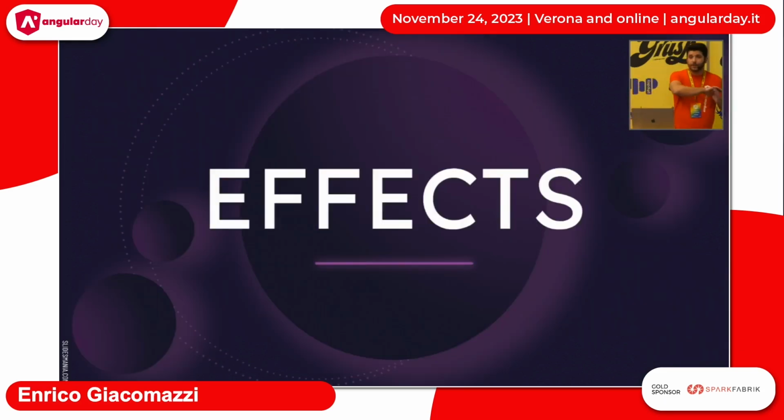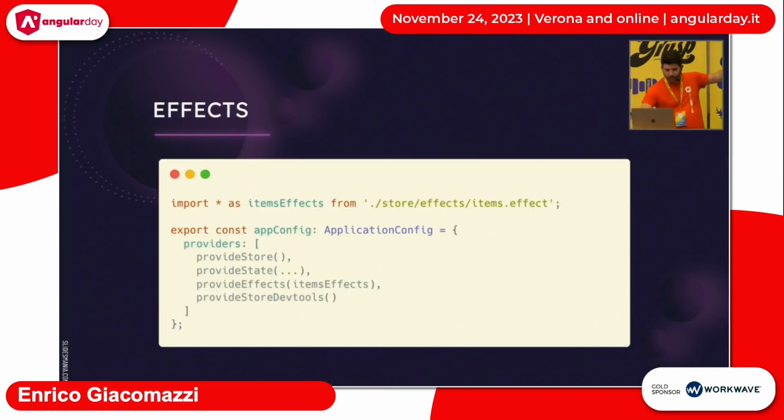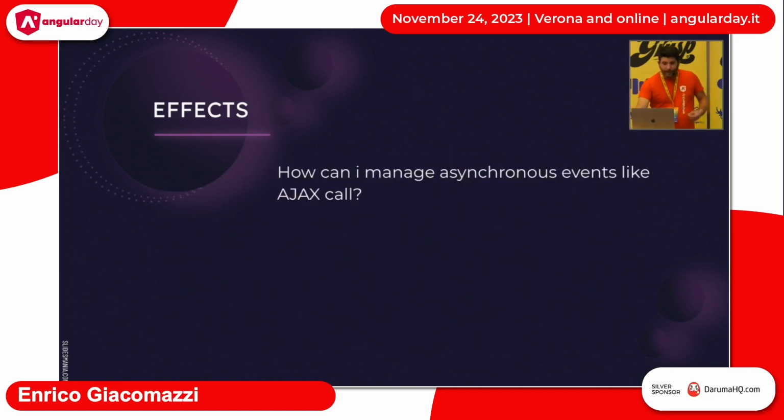Effects. Effects are the way NgRx manages asynchronous events. To register our effect, we use the provideEffects method, passing as arguments all the effects. If we register the same effect more than one time, it's not called twice, so there is a logic inside with a map, basically. And, of course, this is the main problem that effects solve.